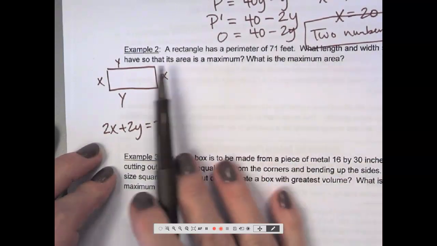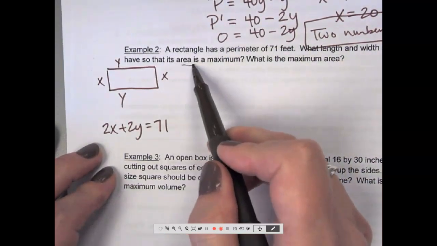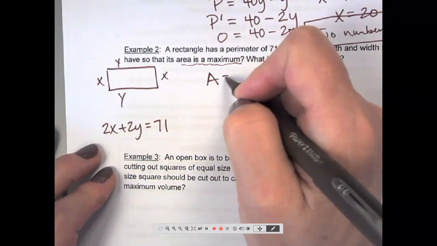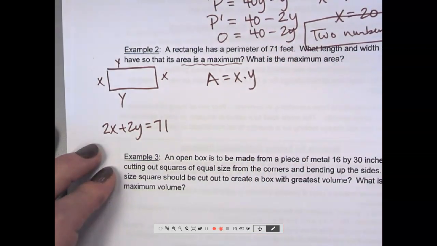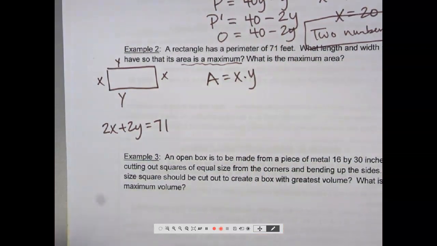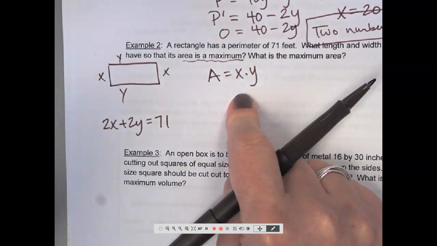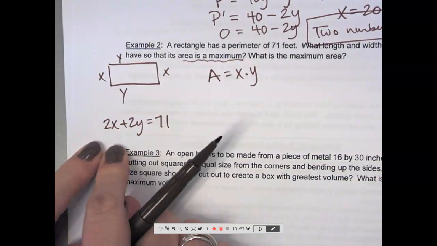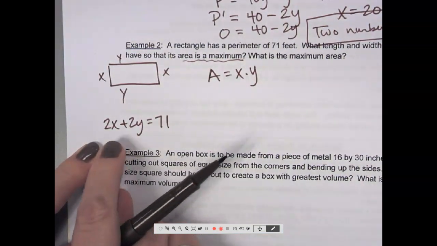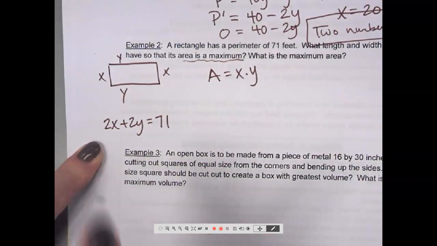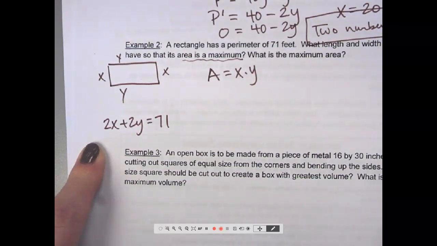What length and width should it have so that its area is a maximum? I want to maximize area, so I need an area equation. X times Y, or L times W if you were using those variables. That's what I want to take the derivative of. But I have two variables. I want one variable before I take a derivative. So that's where I go to the secondary equation, solve it for one of them, and then we're going to plug it back in. You want to solve for X or Y?